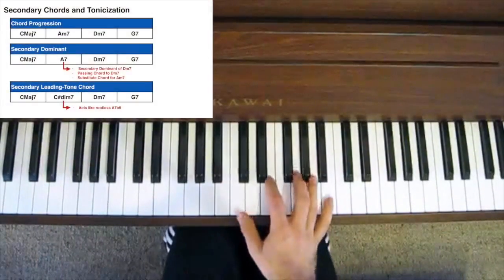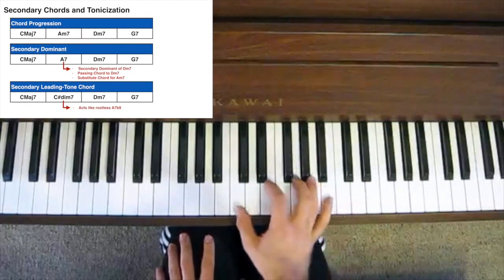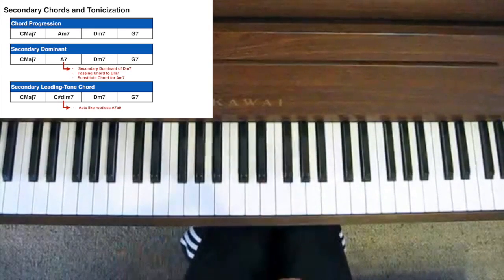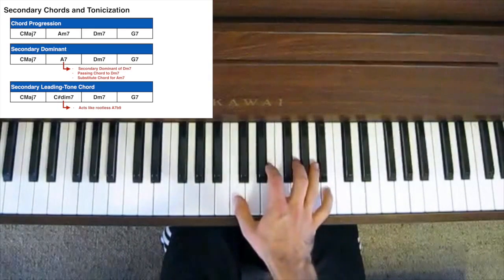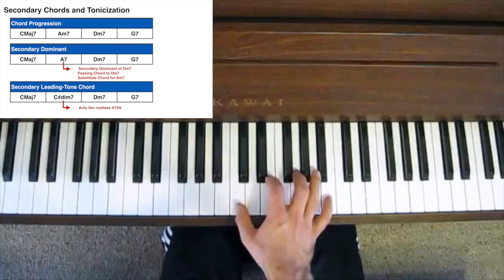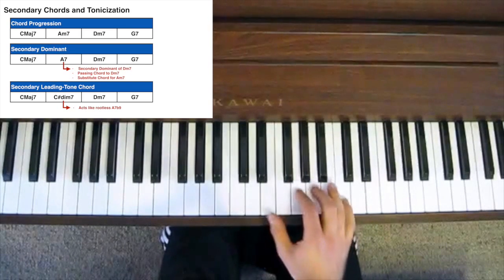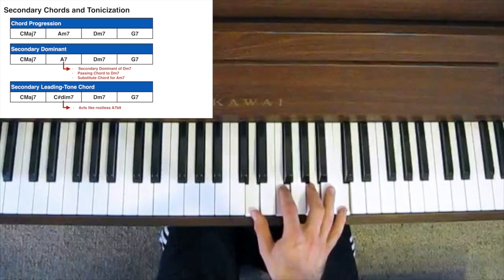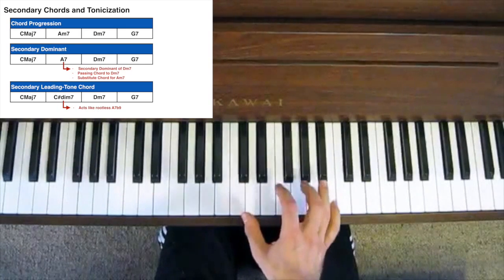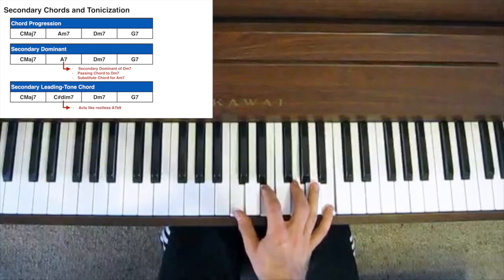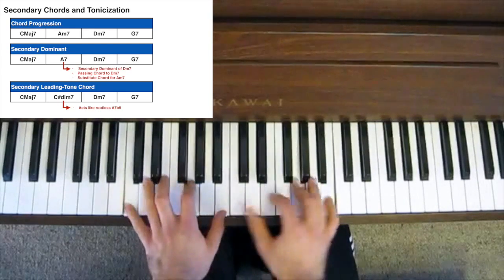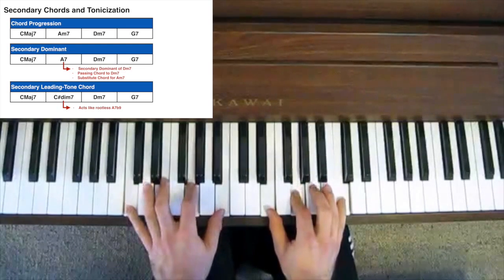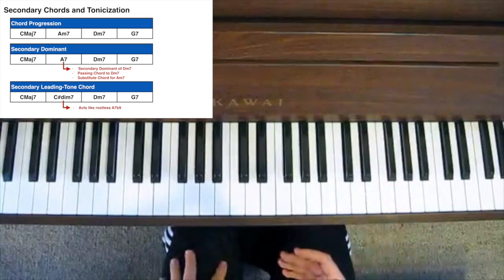So let's start with a really classic chord progression that goes 1, 6, 2, 5, and we'll do it in the key of C major. So the chord progression would go C major 7 to A minor 7 to D minor 7 to G7 to C major 7. So it sounds like this. So now that's a really standard 1, 6, 2, 5.